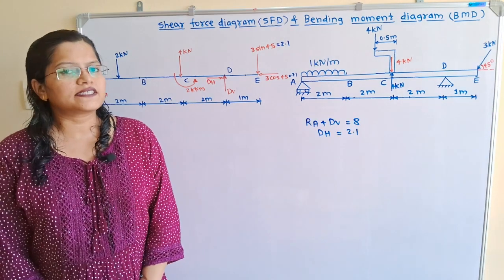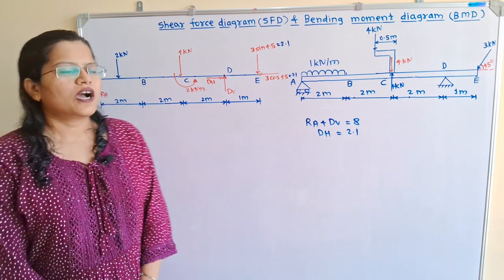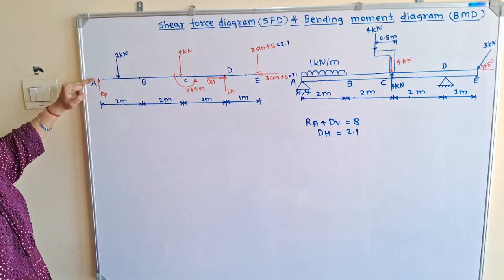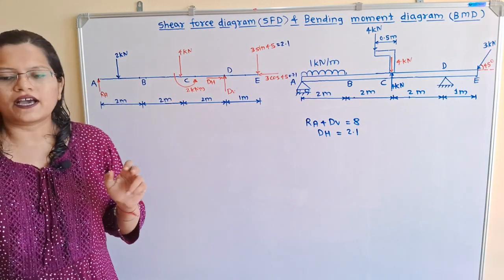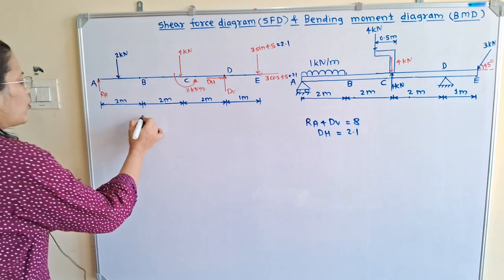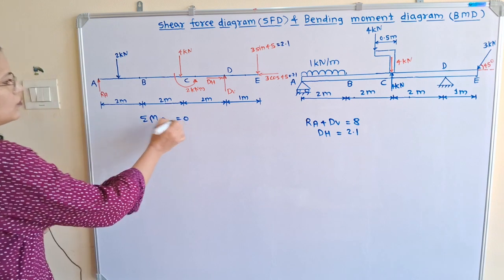When the system is in equilibrium, then the summation of moments of all the forces about any point is equal to 0. In this diagram, the reactions at points A and D are unknown. So we will select any one point. We will take the summation of moments of all the forces about point D is equal to 0.